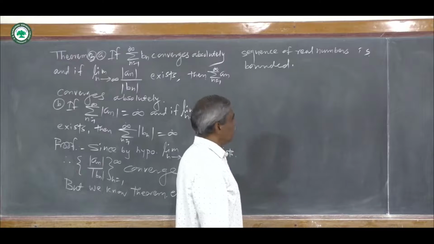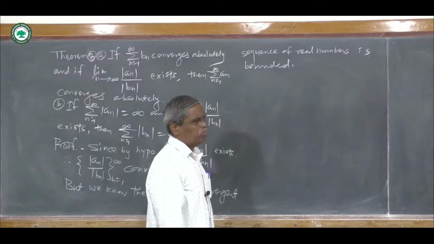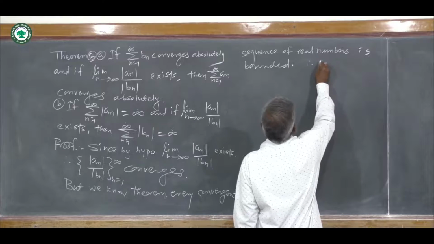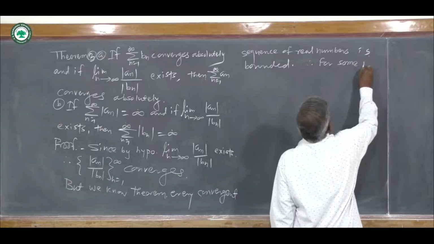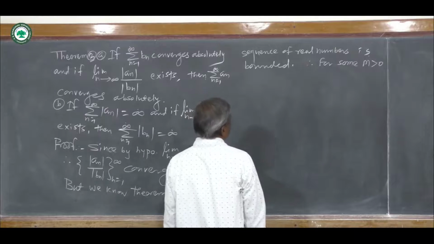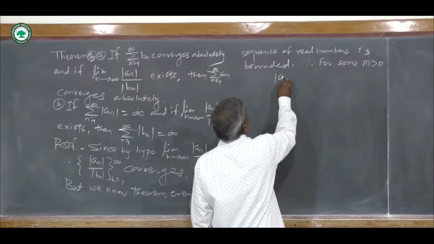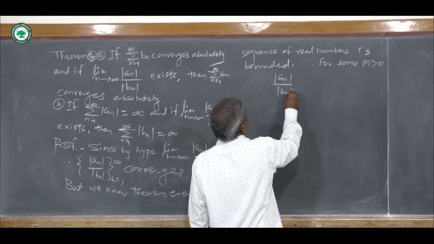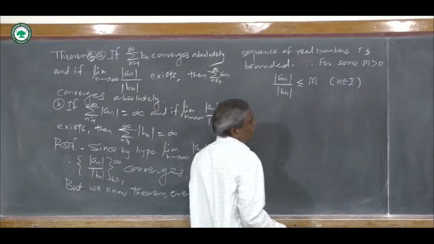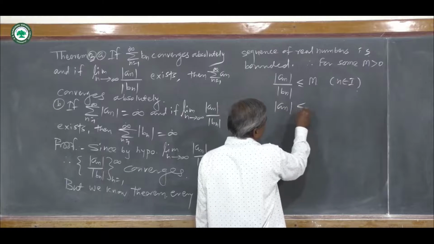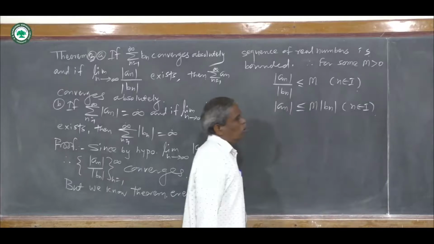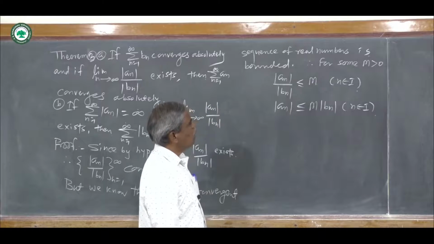Therefore, for some positive real number M greater than 0, mod of an upon mod of bn is less than or equal to capital M for every n belongs to I. That is, mod of an is less than or equal to capital M times mod of bn for every positive integer n belongs to I.